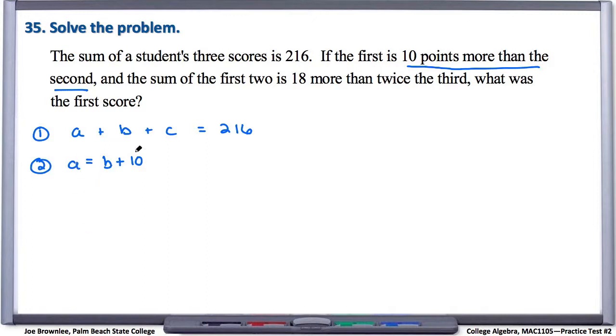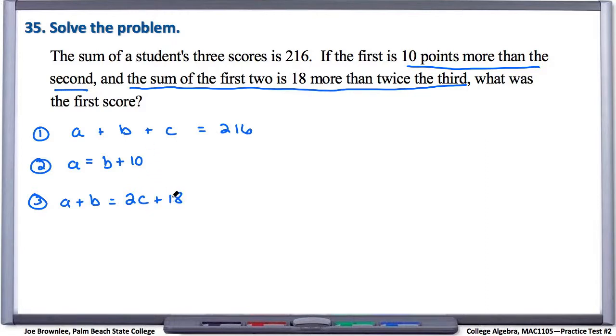So there's equation 2. And then finally, the third equation we'll get from the second half of the second sentence, where we're told the sum of the first 2, A plus B, is 18 more than twice the third. So twice the third plus 18. This is 18 more than twice the third. And again, we're letting the third score be represented by C. All right, so here we have a system of 3 equations, 3 unknowns.